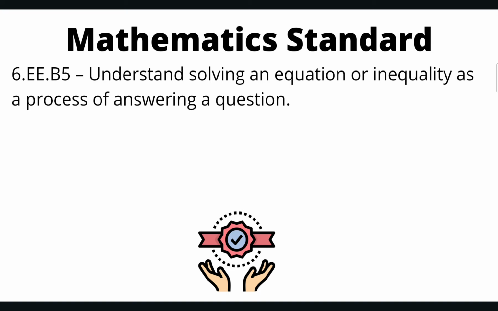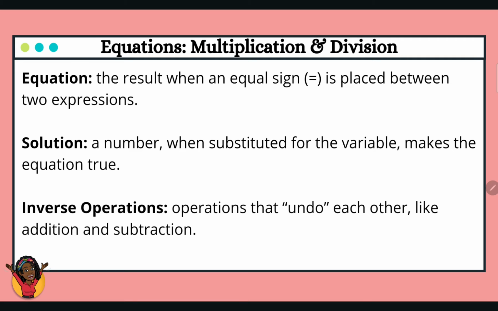Today we're going to be looking at standard 6.EE.B.5, understand solving an equation or inequality as a process of answering a question. Let's review our vocabulary. Equation: the result when an equal sign is placed between two expressions. A solution is a number that, when substituted for the variable, makes the equation true. Inverse operations: operations that undo each other, like addition and subtraction.